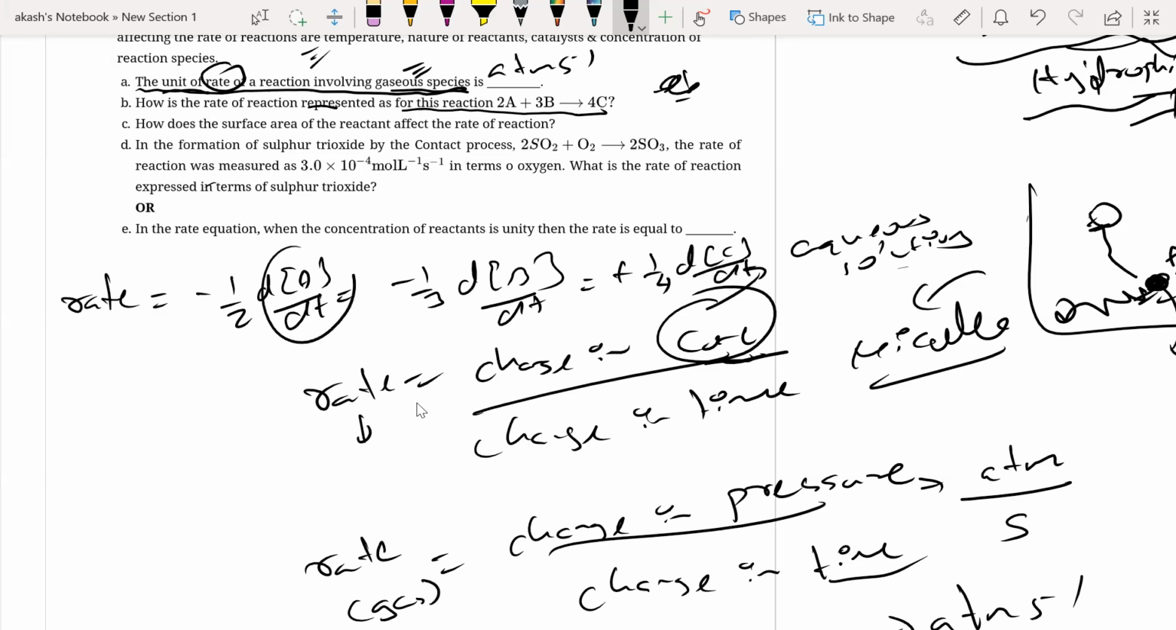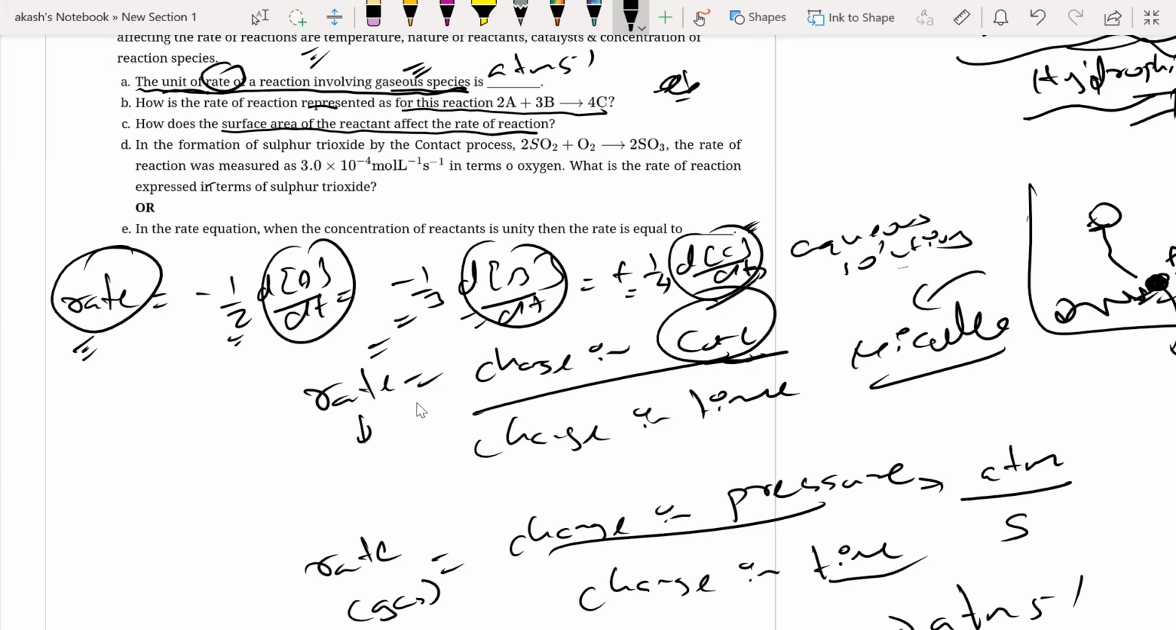So this dA by dt, dB by dt, dC by dt, all these are the rate of disappearance of A, the rate of disappearance of B, and the rate of appearance of C, right? All these are individual terms. But if you multiply by the inverse of the stoichiometric coefficient, then that becomes equal to the rate of the overall reaction. That is how you represent it. Okay? Good. Next, how does the surface area of the reactant affect the rate of the reaction?